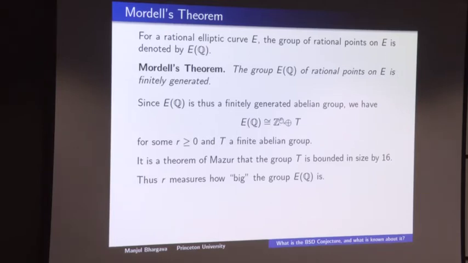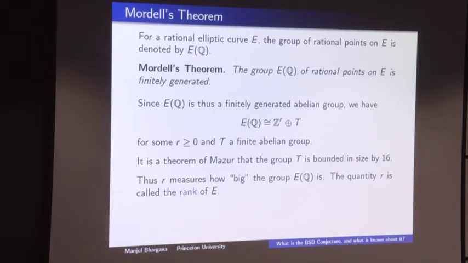And in that case, R tells you how infinite that set of rational points is, right? So if R is bigger, then somehow E of Q is even more infinite than just regular infinite. So the quantity R is called the rank of E, and it measures how big that set of rational points is.